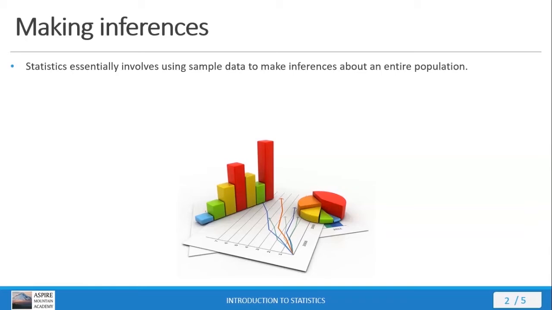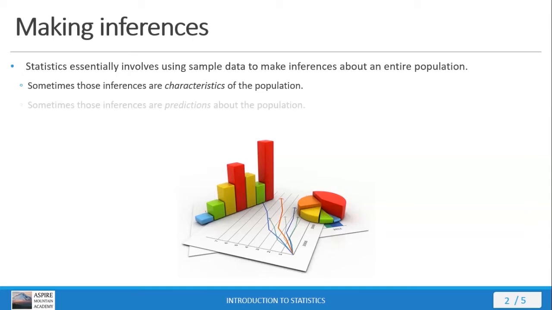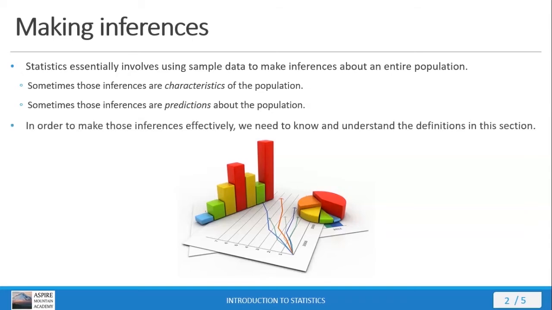This is more effective from a time perspective, from a money perspective, and also from a manpower perspective. Now, sometimes the conclusions or inferences that we reach are going to be about the characteristics of a population or how the population is right now. But oftentimes, the inferences or conclusions we make are going to be predictions about the population or how the population will be in the future. Either way, we can use statistics to get those inferences and conclusions. But in order to do that effectively, we need to know and understand a few definitions.